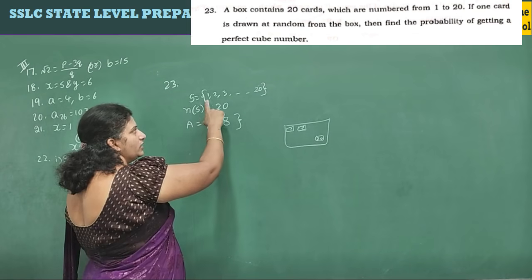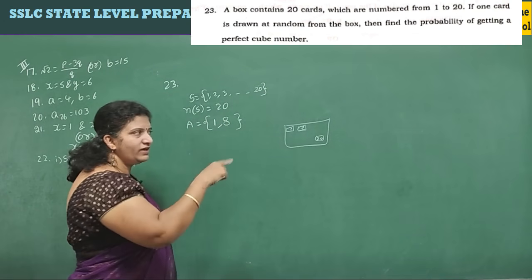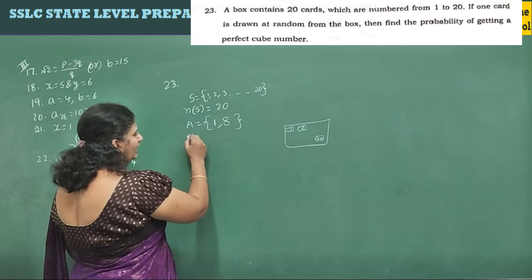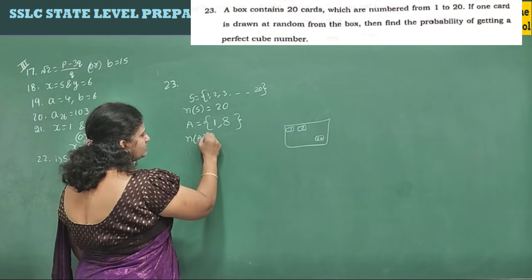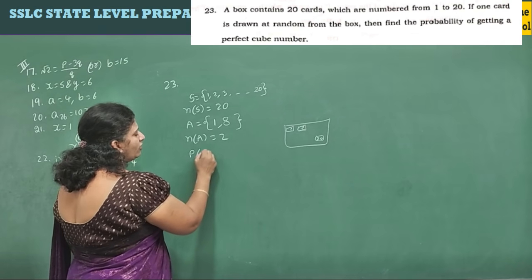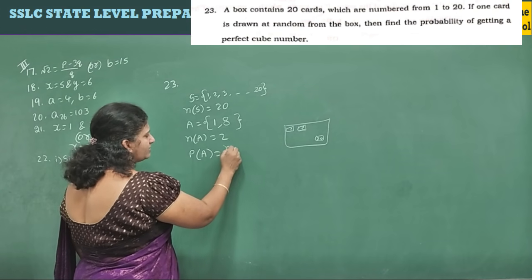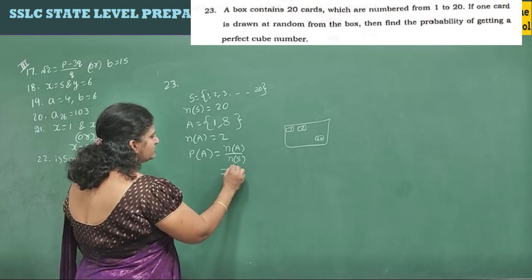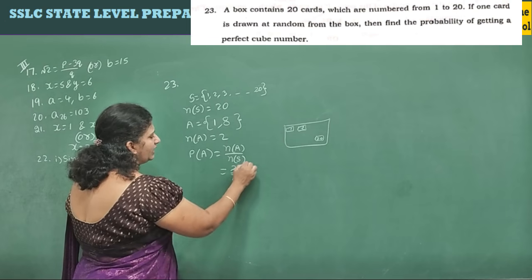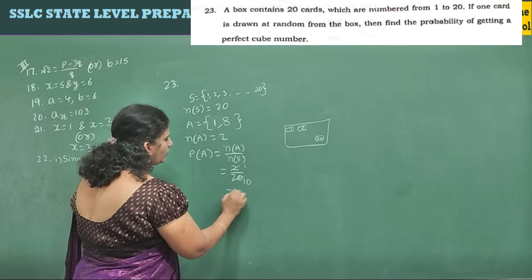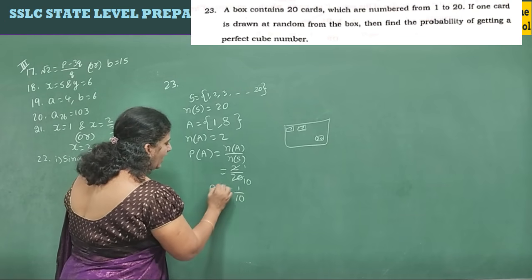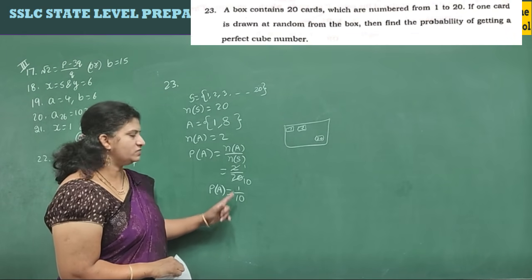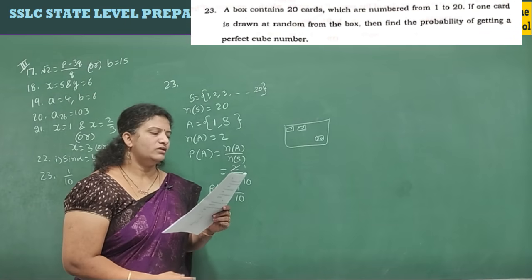So the perfect cubes in the given box are only 2. What are those? 1 and 8. Number of events is equal to 2. Probability of occurring this event P of A is equal to N of A by N of S. That is 2 by 20. Cancel. That is equal to 1 by 10 is your answer. Probability of occurring a perfect cube number is 1 by 10.